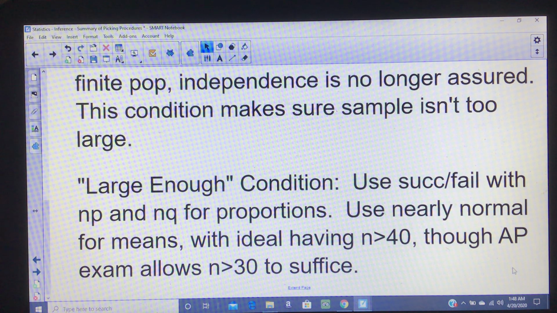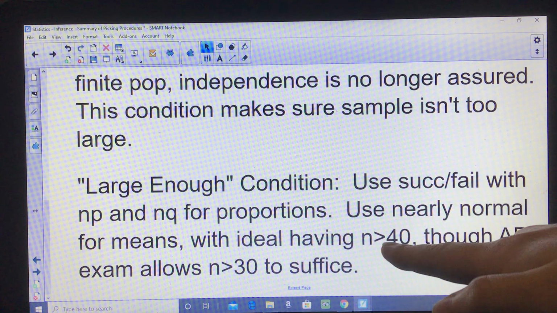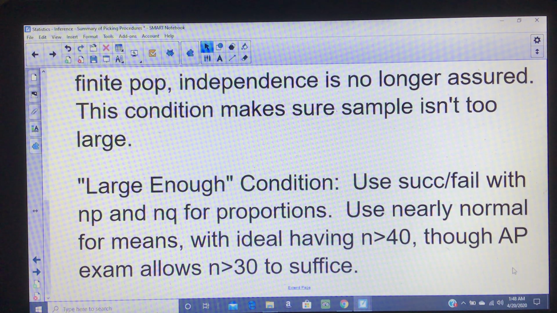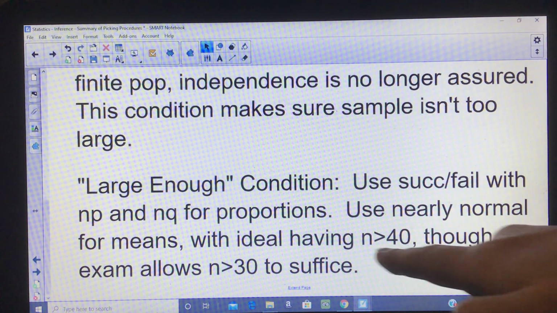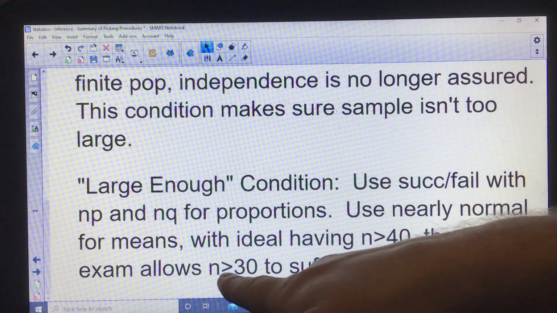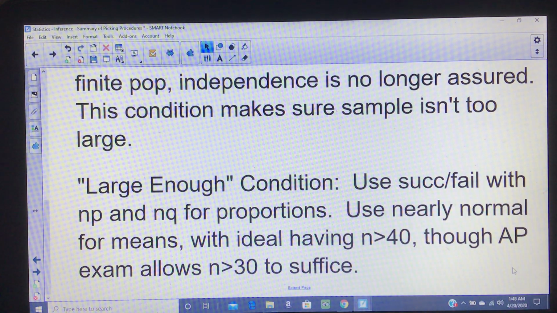In the case of means, there was the nearly normal condition. It serves the same purpose. Basically, we want those t-curves to form. The ideal is having your n more than 40. Now, if the n wasn't more than 40, you could look at histograms and use it for lower numbers, but you had to be more careful with it. This is where I'll let you know that even though this is sort of the industry accepted standard, I've seen on AP exams that they're okay with the number 30. So on an AP exam, if the number's over 30, that's good enough for them.